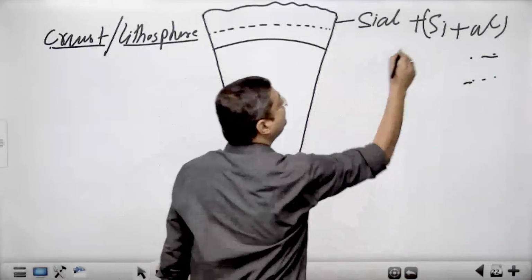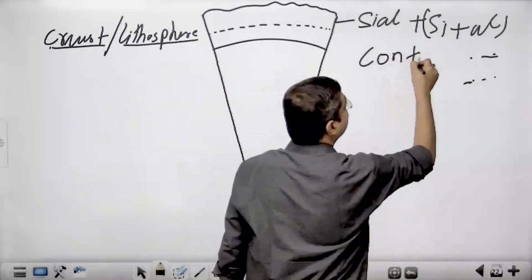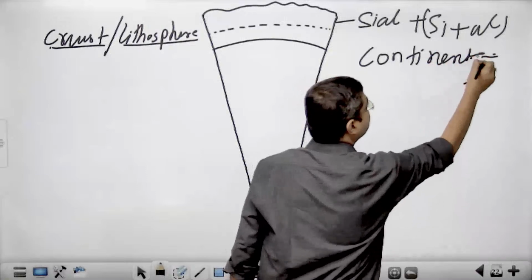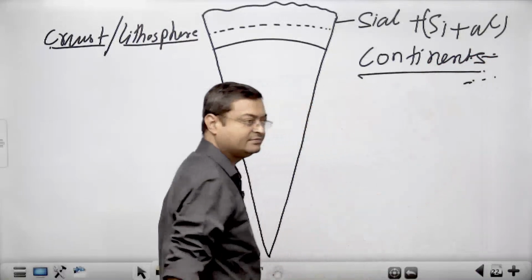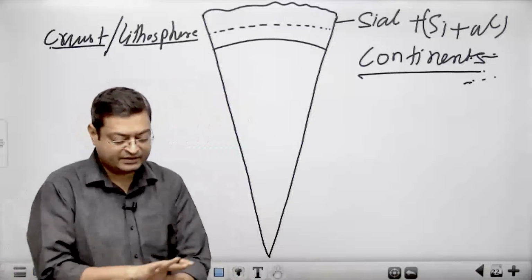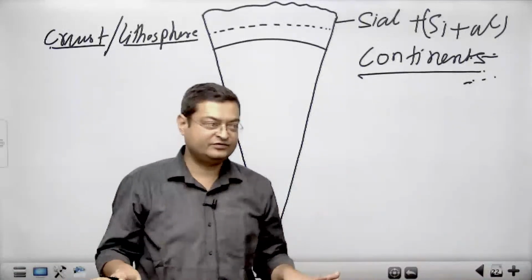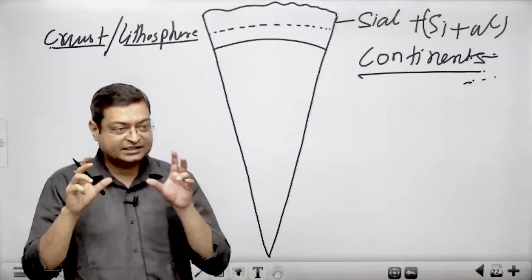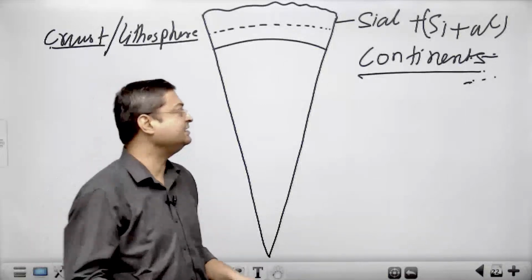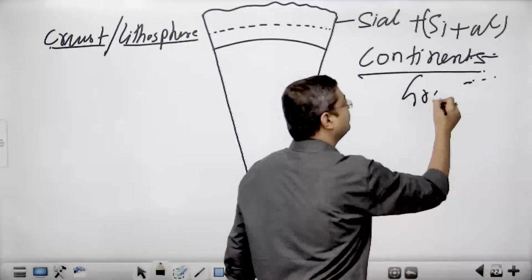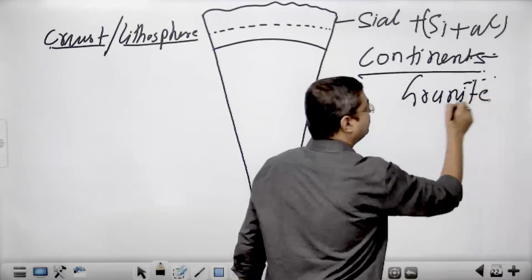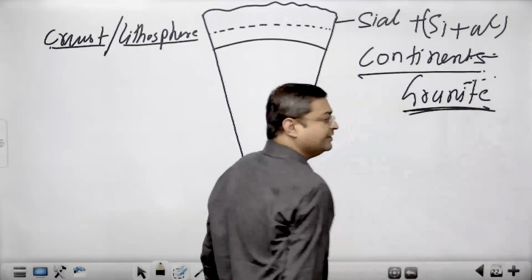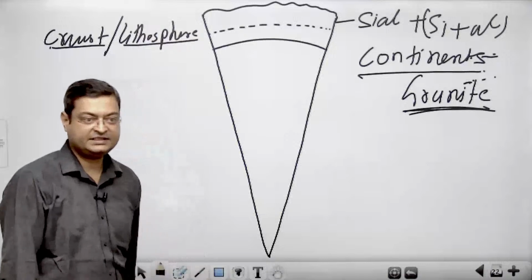Now it forms your continents. The sial is your continent. So everywhere there is land, it is sial. And the basic rock type is granite. This you have to study in rocks, ठीक है.